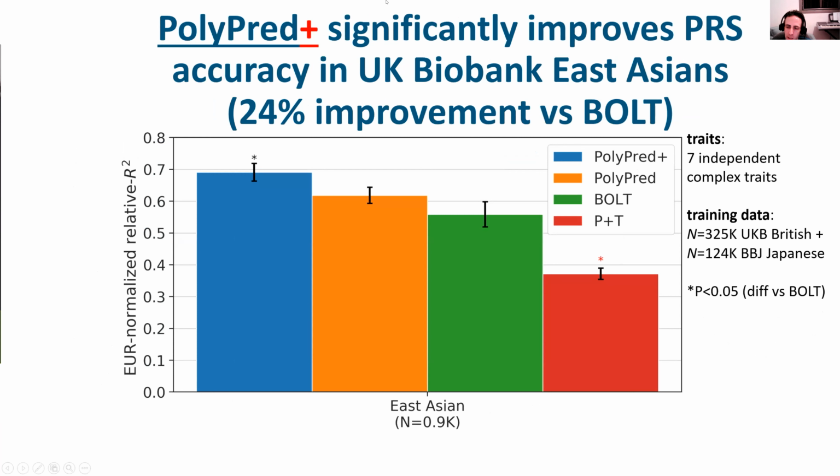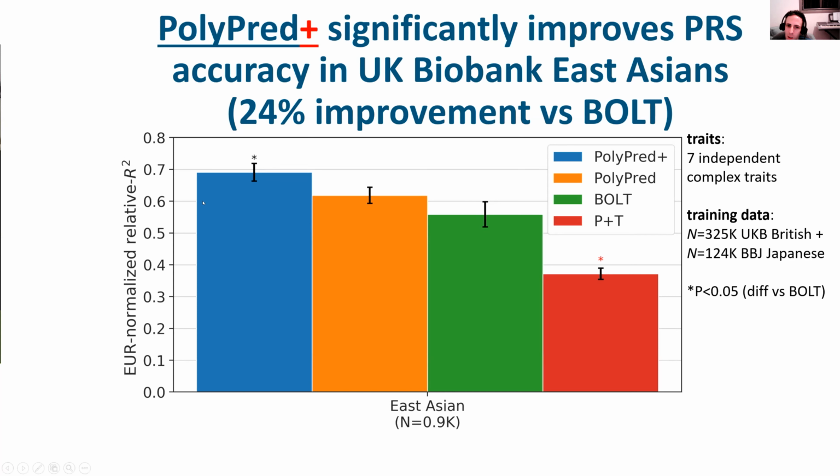What we did here is we used PolyPred+ and we had two training data sets. So we had the same training set as before of UK Biobank British. And on top of that, we added another training data set of Biobank Japan. So we had 124,000 people from Biobank Japan as a second data set. And we trained PRS models on each of these training data sets separately. And then we combined them and applied the predictions to people of East Asian ancestry in the UK Biobank, because they are the most similar to people from Biobank Japan in terms of their genetics.